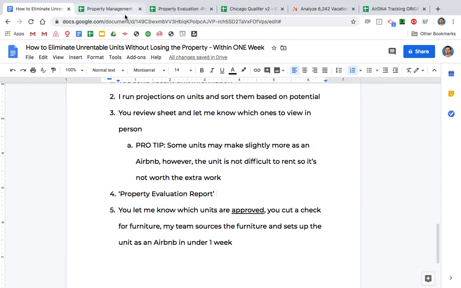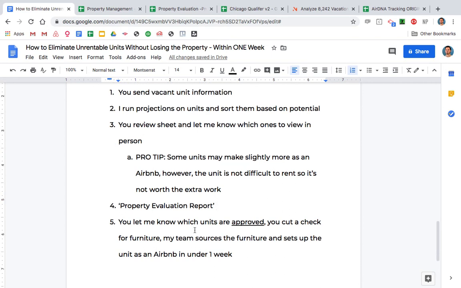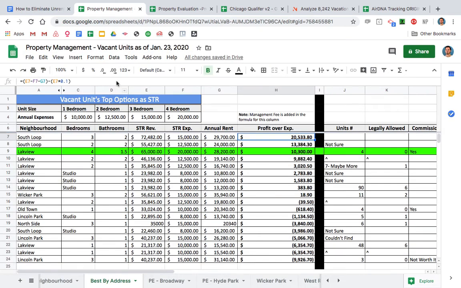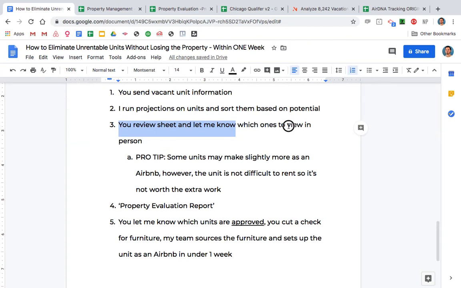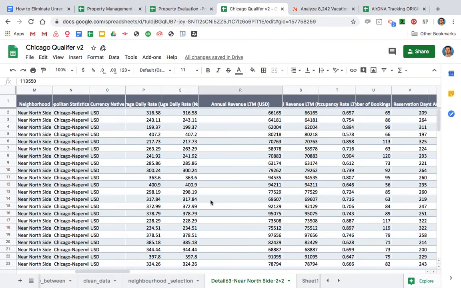I have to see the property first before actually knowing how it's going to do. So in step 3, I didn't say this, but in step 3, we review this sheet together and we look at everything together, and you tell me which ones you want me to go view in person, because I need to be able to see a little bit more accurate of a property, because like I said, I'm using averages there. And this is my data.